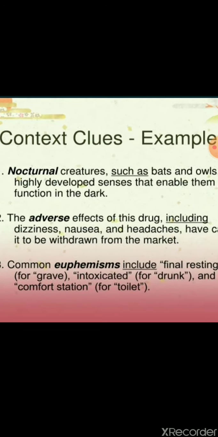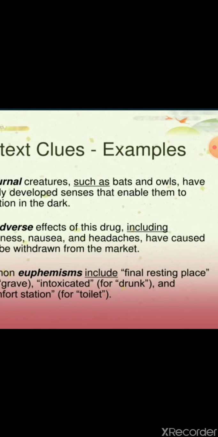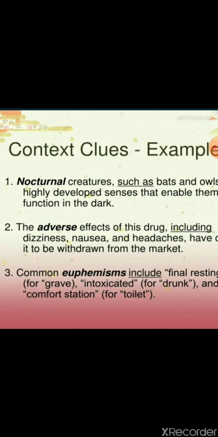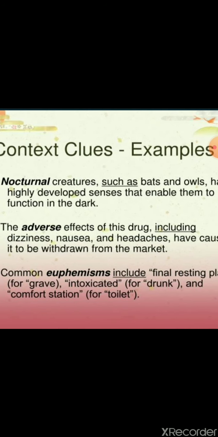Yes, sometimes you can get the context clue in the form of an example as well. Look at the first sentence. Nocturnal creatures such as bats and owls. Bats and owls, the night flyers. Find the adverse effects of this drug, including dizziness, nausea, headaches. Adverse effects means the common ones which you are getting. Common euphemisms include final resting place for grave, intoxicated for drunk, and comfort station. These examples can also help you find the context clue when you have the target word in some sentence or in a comprehension passage. You can find it easily.